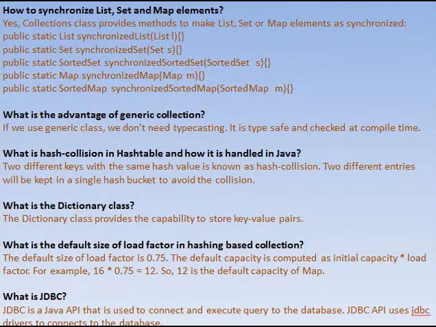What is the advantage of generic collection? If we use a generic class, we don't need typecasting. It is type safe and checked at compile time.